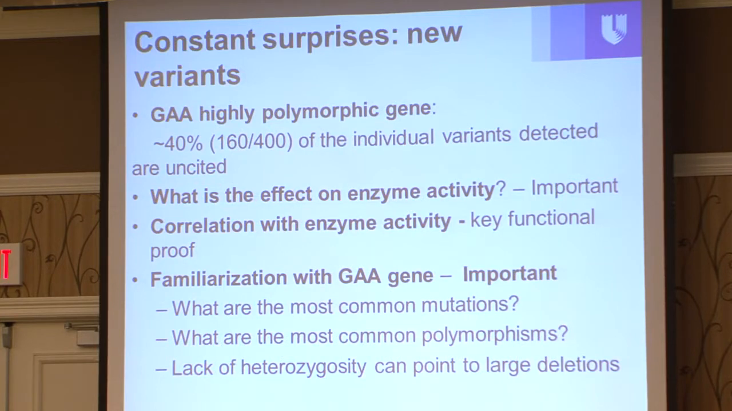The lessons we have learned are that the Pompe gene is a very, very polymorphic gene. There are too many variants, many new novel mutations, and a new variant is found every week, everywhere. You need to have a very reliable and good enzyme activity assay in order to correlate it with the variant. This is the only functional assay we currently have to prove that any variant does cause enzyme deficiency. And for any lab getting into GAA gene sequencing, it's very important to familiarize themselves with the gene thoroughly.